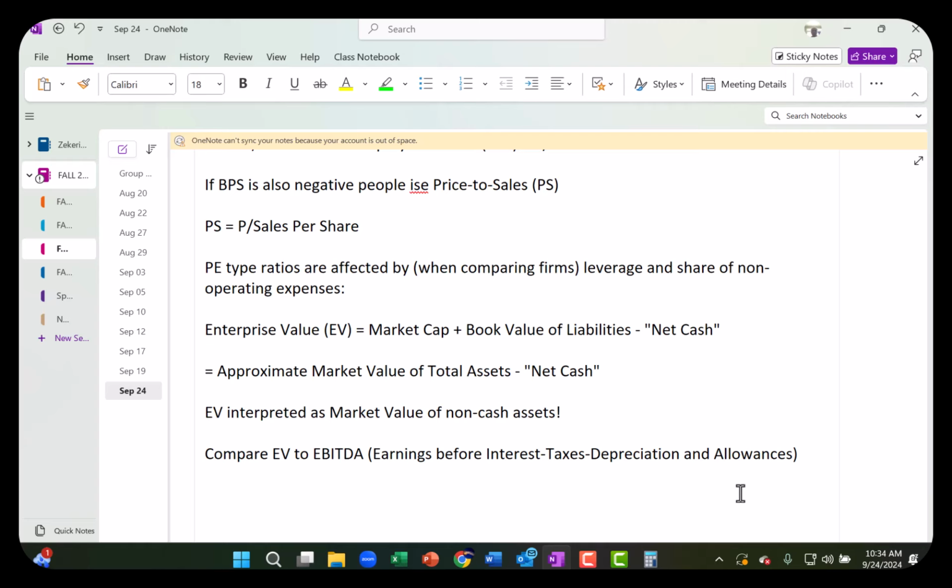EBITDA is essentially operating earnings before you have to worry about taxes. So you're making a comparison of firms based on that. Interest, taxes, depreciation, and other stuff are in a sense pieces of information that make things more uncertain. So you take those out. Only keep things that you can be clear-headed about. So the ratio we use is EV over EBITDA.